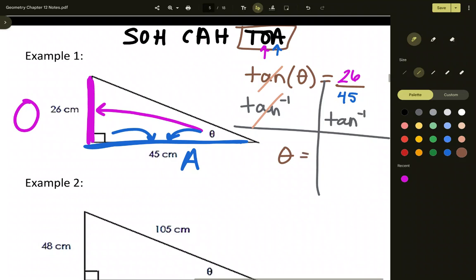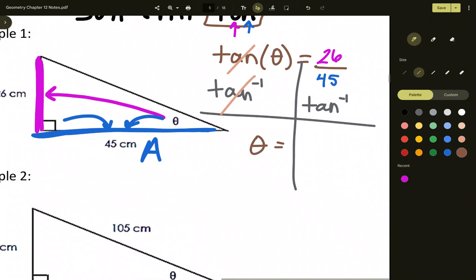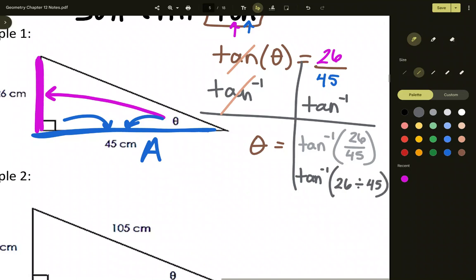Now over here, this is where it's going to look a little different on your calculator. We can't just have the fraction in there and then apply the inverse tangent unless you have an iPhone calculator or something like that. But what we're going to write it out as is tangent inverse of 26 over 45. Okay, now when I type this into my calculator, I'm going to type it in as tangent inverse 26 divide 45. But I need to make sure that I have that in parentheses. And I'll jump over to my calculator to show you how that looks.